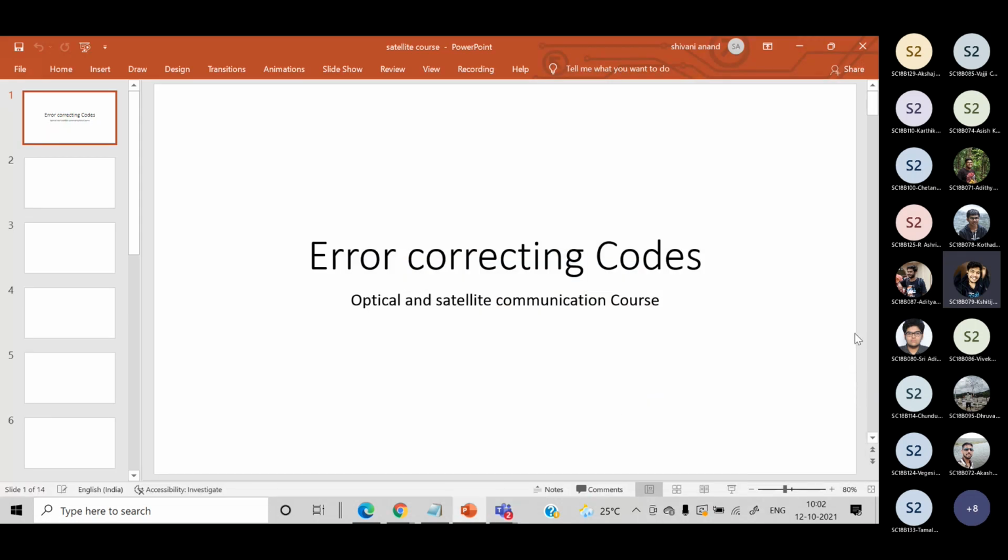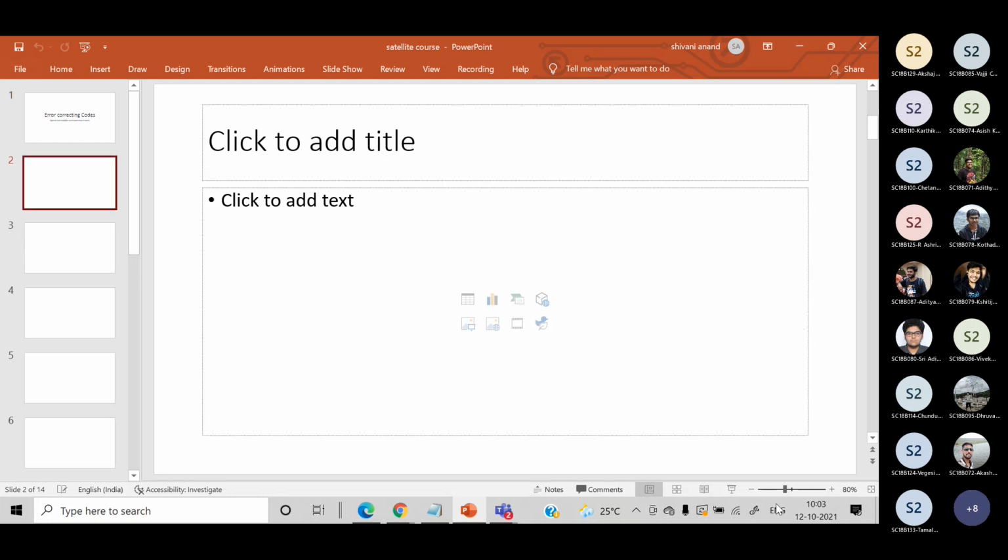Okay then. Today's class in satellite communication, we will see how to do error control coding, that is, how to generate the error control coding at the transmitter. With the help of this error control coding, we will find out whether an error occurs in the code and correct it. So this topic for your course, we will be dealing with usually error control coding.